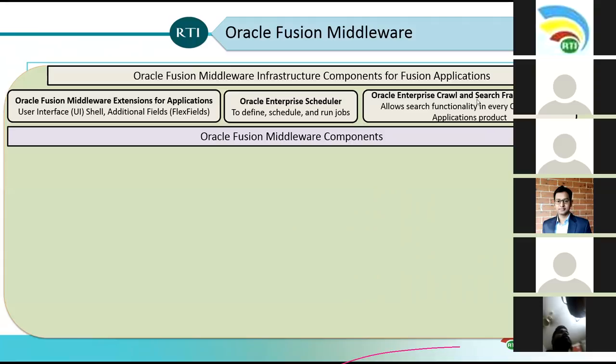But in case of Fusion applications, what they have done is they have given one search screen where you can just go and type, saying create job. Then based on the create and job keywords, it will get the list of screens that are available with the create job keywords. Then anyone can search for the create job keyword, go to that specific screen and create a job. It's very simple. How is it achievable? It is achievable through the Oracle Enterprise Crawl and Search Framework. It is part of ESCF, where you can allow such functionality in every Oracle Fusion product. We'll be seeing that anyway. We'll be using it very, very frequently.